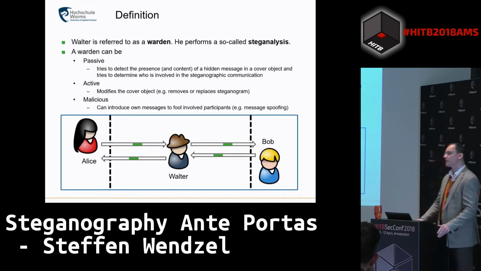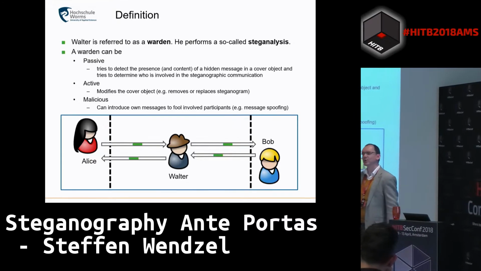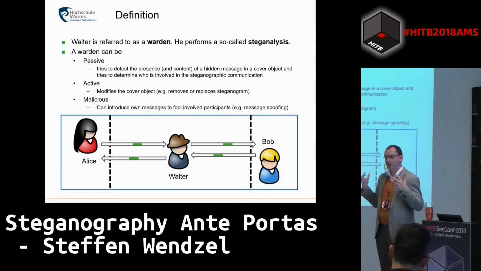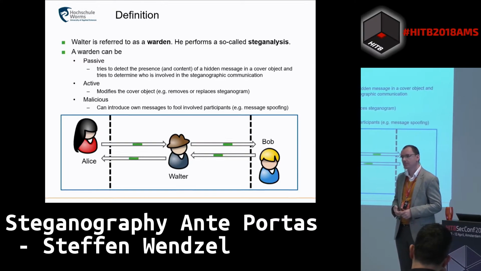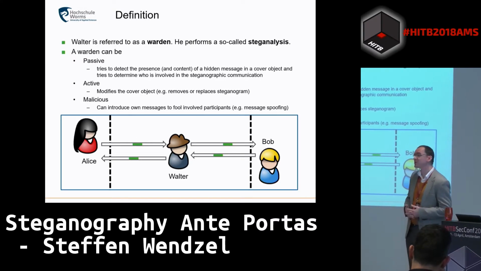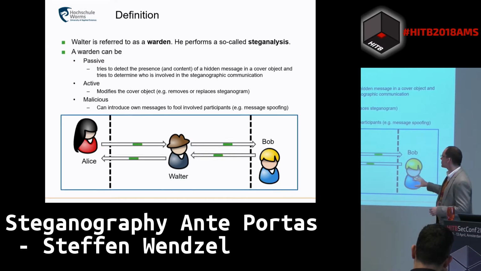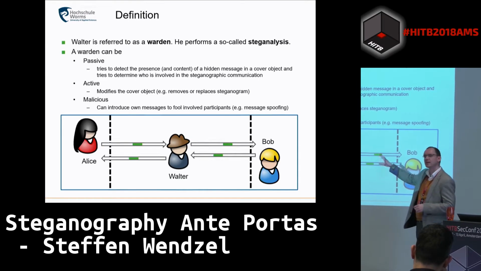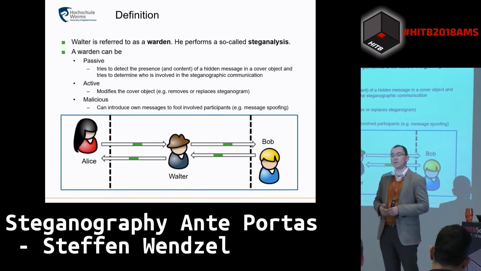So now back to the warden. The warden can have different capabilities. If you apply steganography, the warden can either try to just detect that there is steganographic communication at all. That's called a passive warden, or he tries to detect that somebody else is involved in it. That's still passive. But he can also be active. That means that he can modify your messages and then tries to remove your messages from the cover objects.